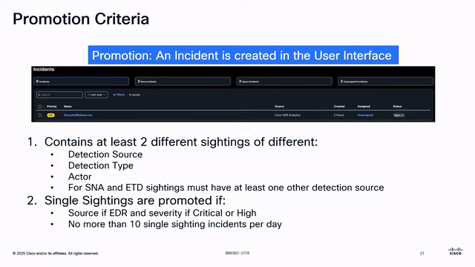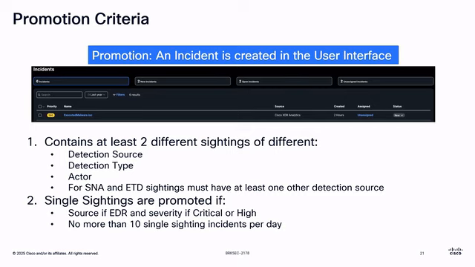So generally speaking, 2 different sightings of differing detection source, detection types, detection actor. So you could have, say, 2 SCA alerts based on flow data correlate together and create a sighting. This is, in fact, how attack chains started.